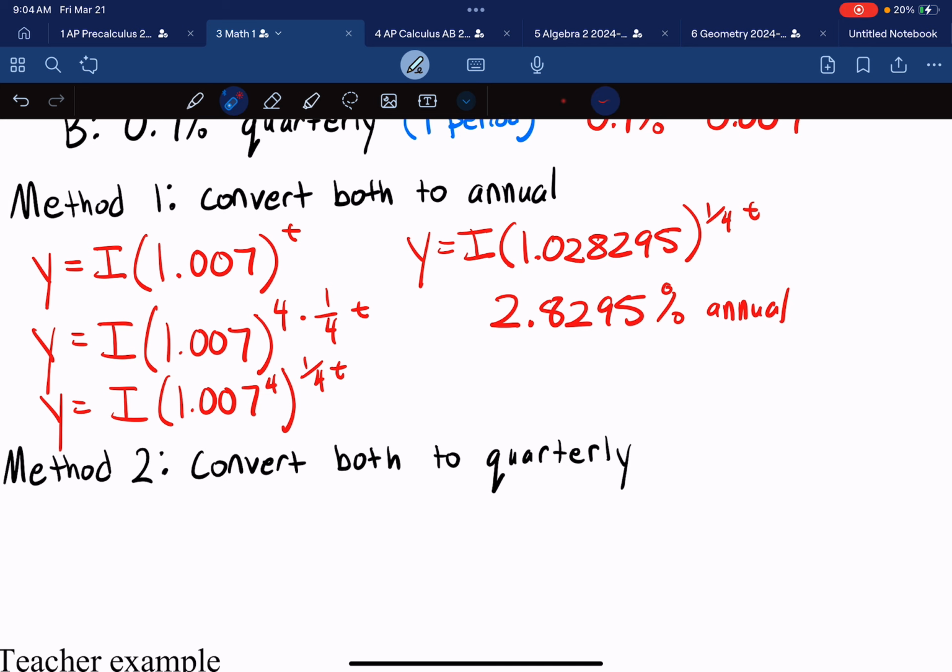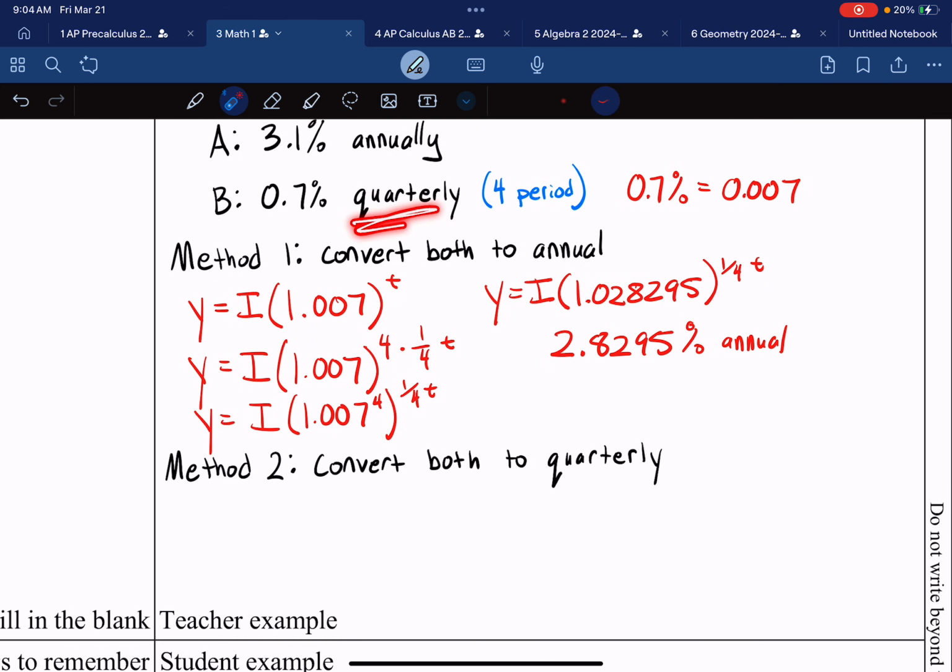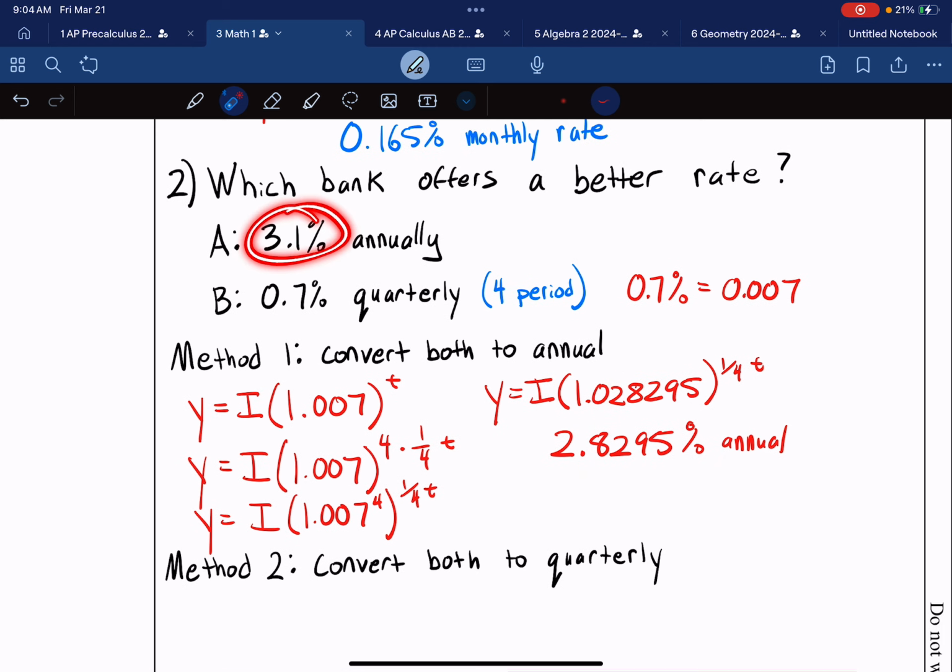So we've converted from quarterly to annual. You can say, okay, well, which one is better, 3.1% or 2.8%? And you'd say, well, I want more money. I want the 3.1%. So that's how you can convert, and that's why you'd want to know how to convert between the two. If some are offering quarterly versus annually, you'd want to know.